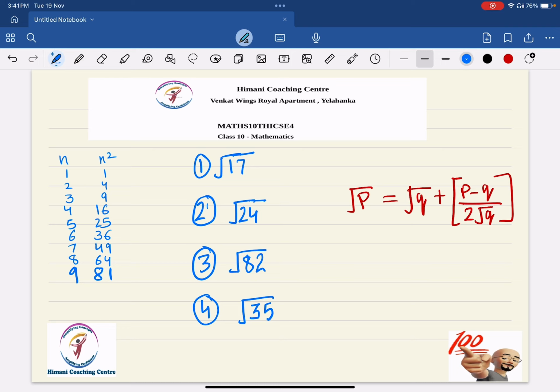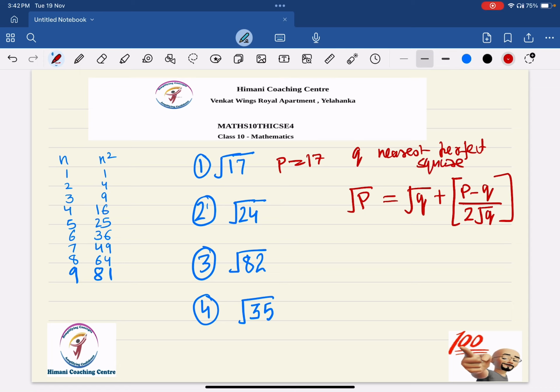So 17 for us is becoming P. We say P is 17 and we will use this formula which says root P equals root Q plus (P minus Q) upon 2 root Q. Now what is Q? Q is the nearest perfect square number.